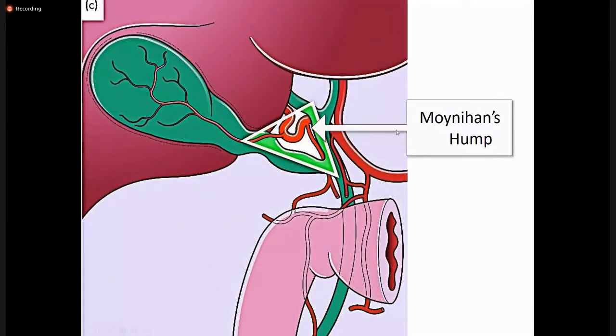Sometimes you will be coming across this name of Moynihan's hump. This is basically a curvature of the right hepatic artery, and this is a very small stump of the cystic artery, and sometimes this is ligated instead of cystic artery. So this Moynihan's hump is important with that reference.